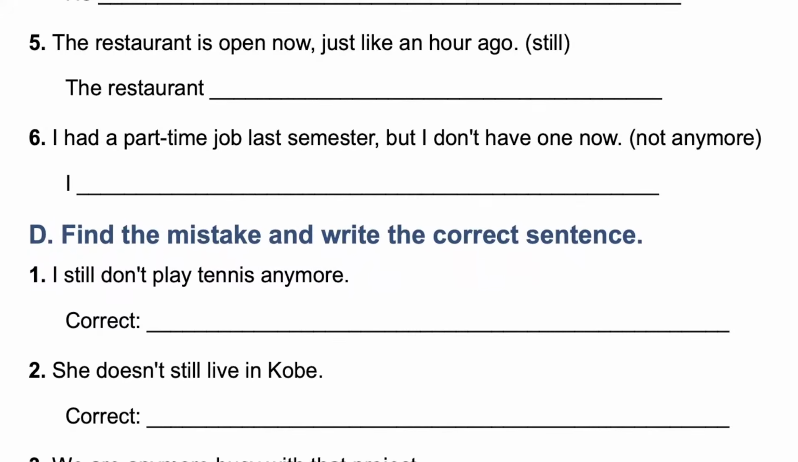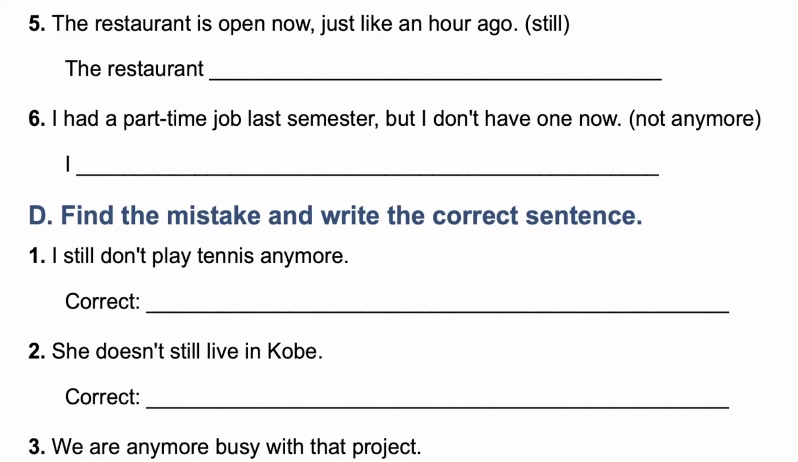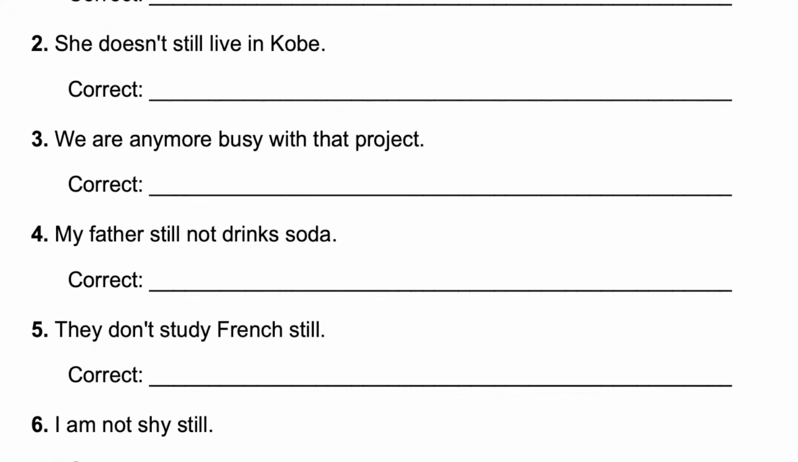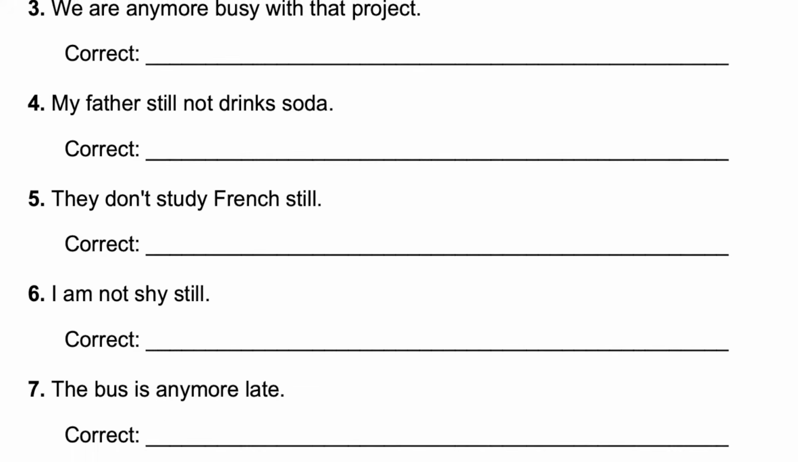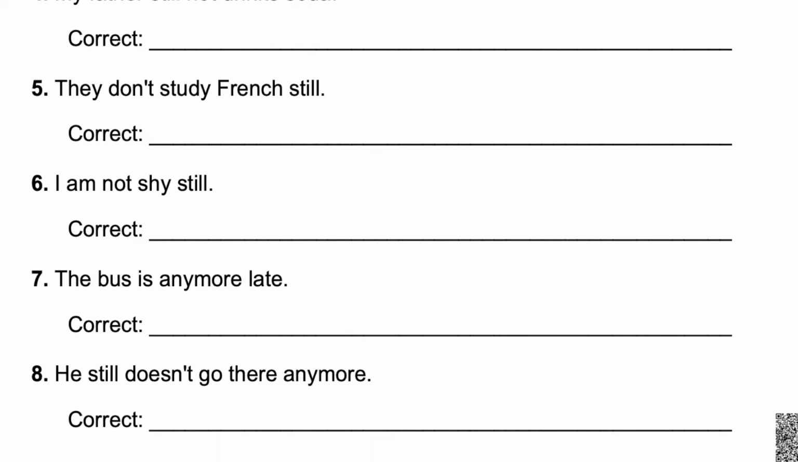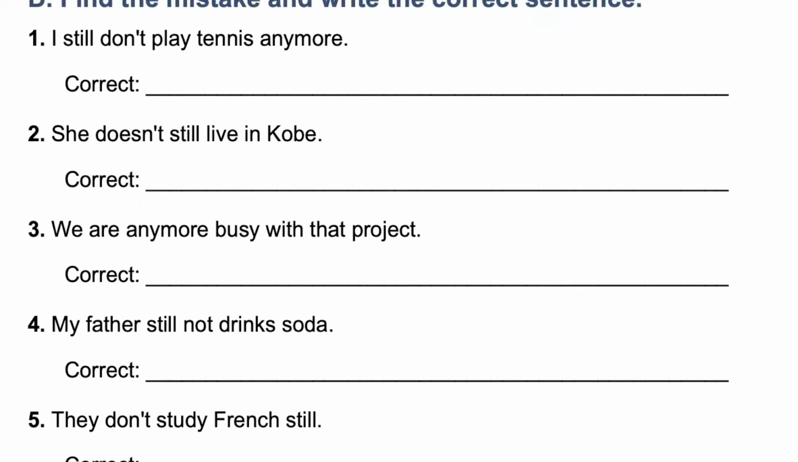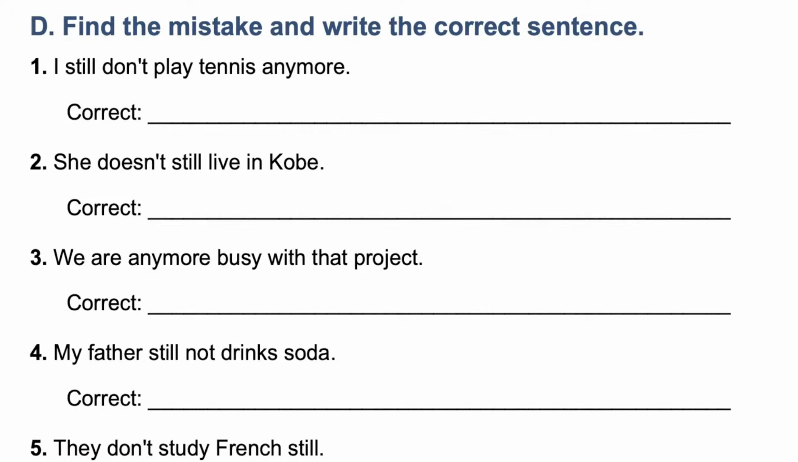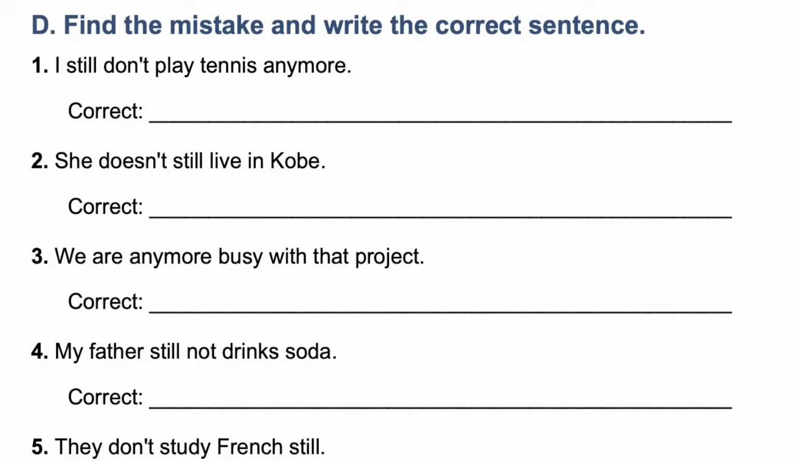Now, find the mistake and correct the sentence. And again, we've got 8 here. Find the mistake and write the correct sentence. So number 1, I still don't play tennis anymore. Okay, fix that sentence.